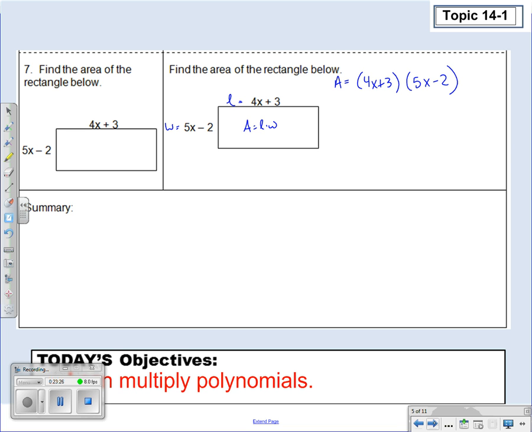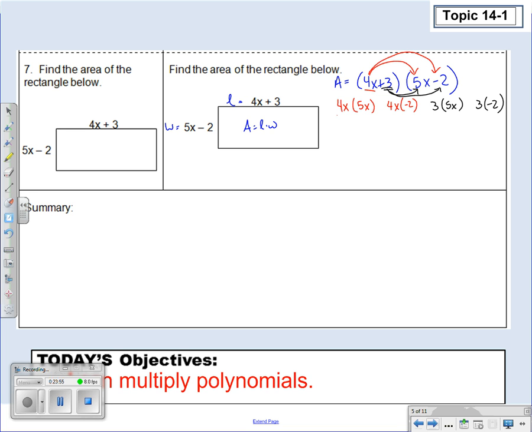So we're going to take the first term as the 4x, multiply everything in the first parenthesis, 4x, by everything in the second parenthesis. So times 5x, and then we have 4x times the negative 2. Now we take the other term, the positive 3, so this would be a positive 3 times 5x, and then positive 3 times the negative 2.